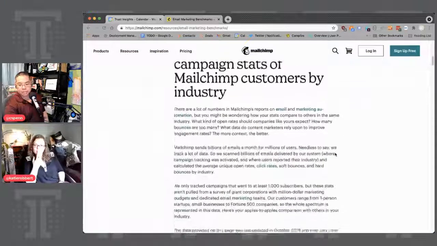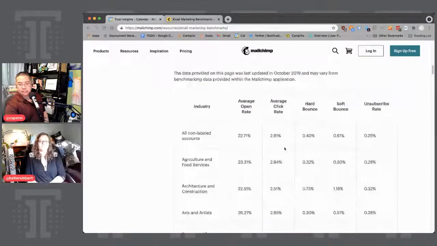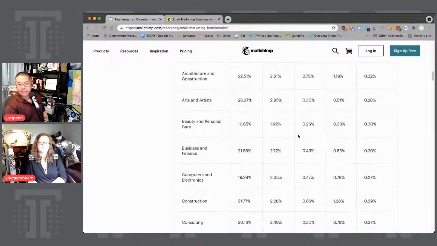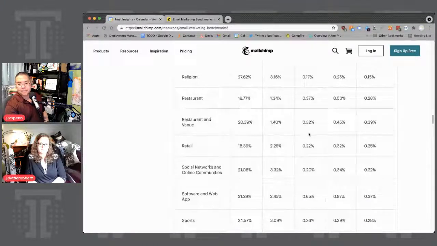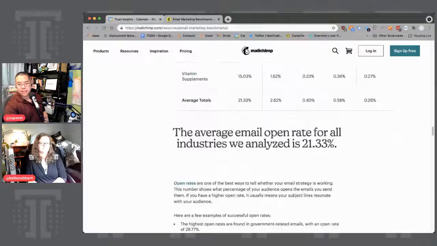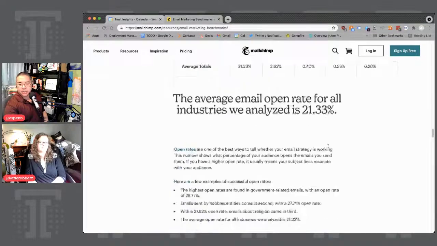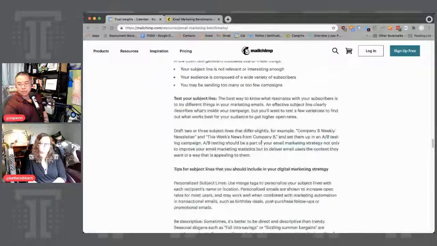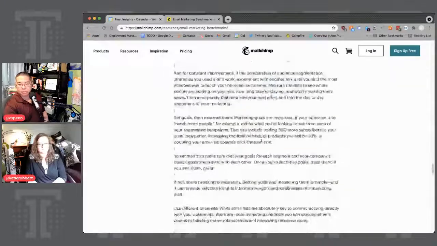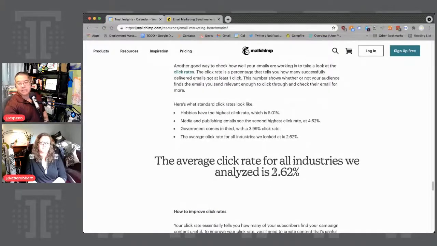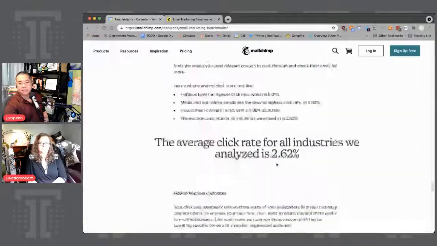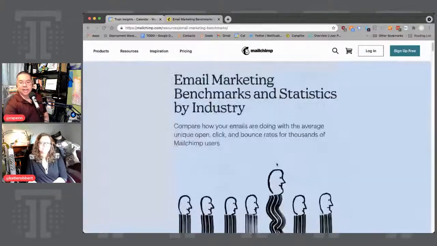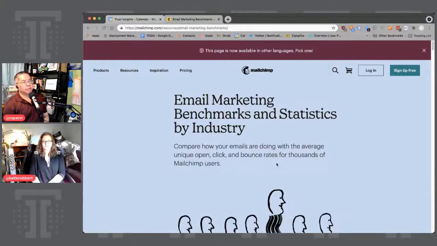We kind of scroll through here, and they list a whole bunch of these different things by industry, the open rates, the click through rates, and things like that. Let's keep scrolling. The average open rate for all industries was 21%. How do you improve your open rates, which is their version of the so what? The click through rate is 2.62%. Again, the so what, and that's the end. So on this very quick tour, Katie, how would you rate the credibility of this based on our 5 factors?